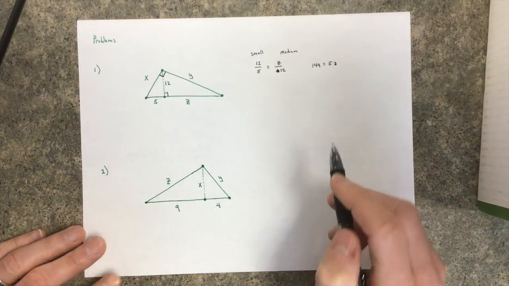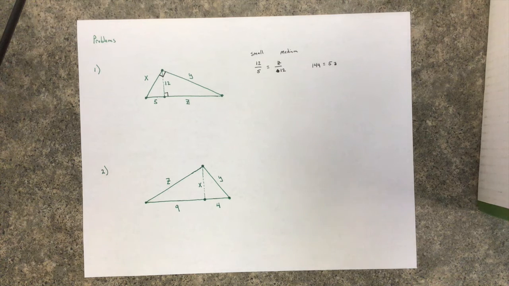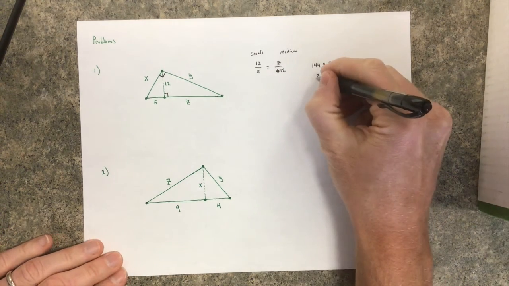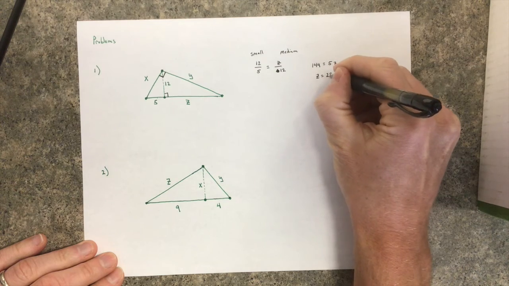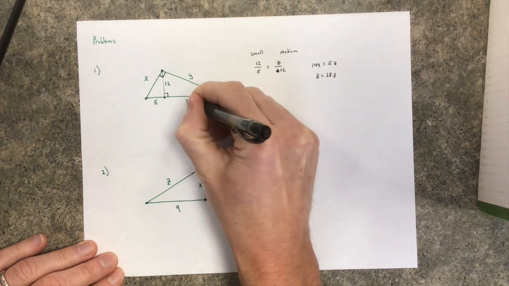Oh man, I didn't do that ahead of time. 144 divided by 5, so I guess I'm going to need my calculator out for the next part anyways, because y and z may just be decimals, right? So I don't want to actually mess that up. So I'm going to get 28.8. So z is 28.8. So I know that length now.